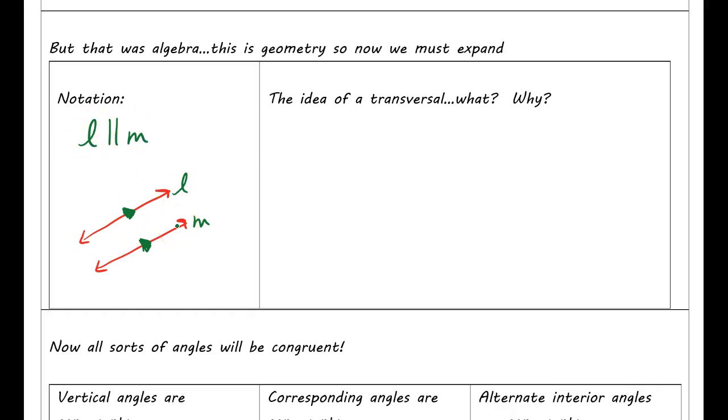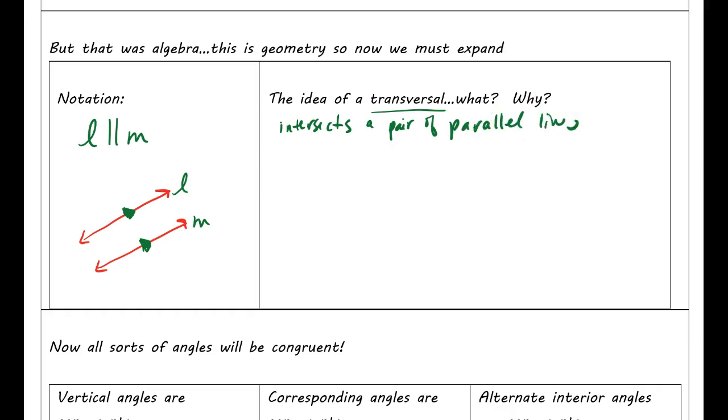Now what we are going to be studying is all the relationships of when two lines are parallel, what are the relationships between the lines. In order to be able to do that, you have to introduce a third line that's called a transversal. It's not a third parallel line, it's actually a third line that intersects a pair of parallel lines.